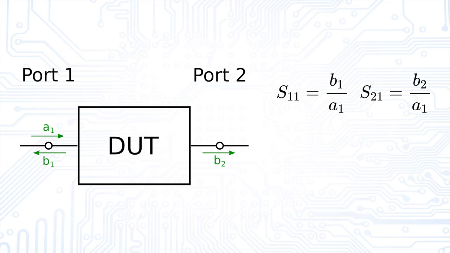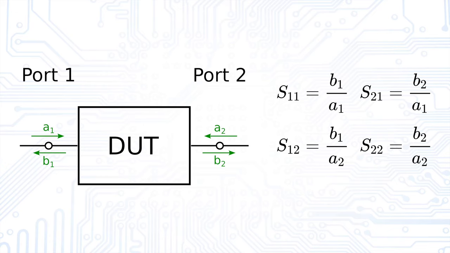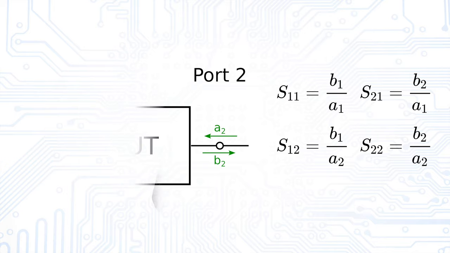A part of the wave will travel through the device and exit port 2. We can relate this wave with the forwarded wave of port 1 and get another S-parameter. It is called S21, or transmission coefficient. We have now two of our four S-parameters for this device. The other two are rather simple. We just switch port 1 and port 2 and we'll get our remaining S-parameters S22 and S12.